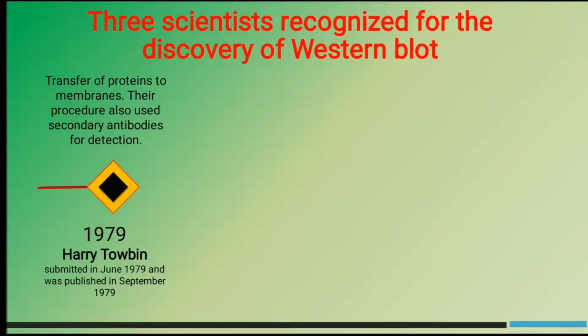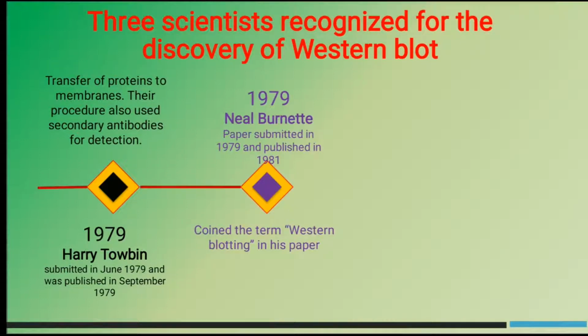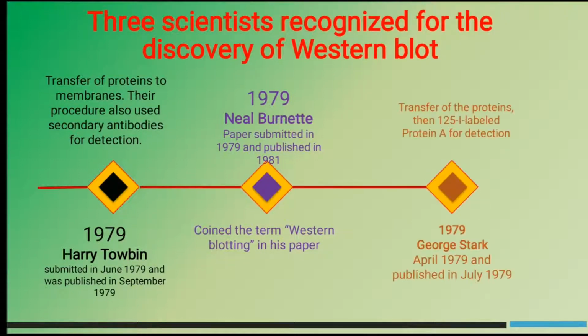Even nowadays, this method is followed. Another scientist, Neal Burnette, submitted his paper in 1979, but it took 2 years to get acceptance, and in his paper he coined the term Western blotting for detection of protein using this kind of technique. Another scientist, Stark, optimized this technique and submitted his paper in April 1979, and it was published in July 1979. His paper was published first, and he used the technique of transferring the protein, then probing with iodine-125 labeled protein A for the detection of protein.